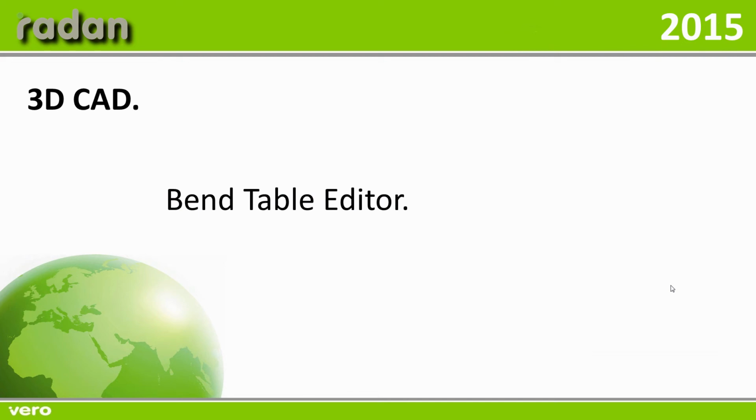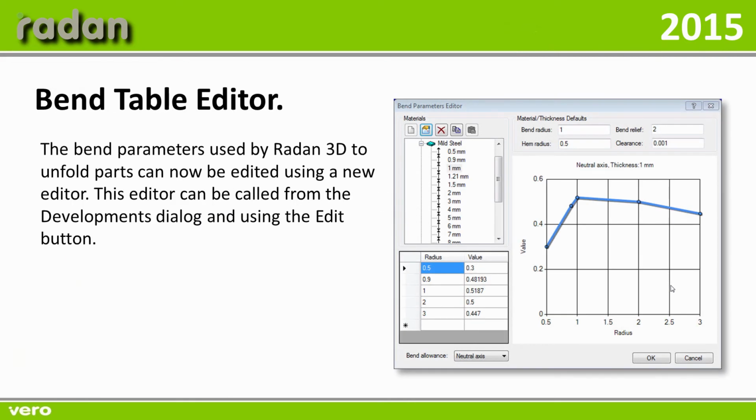Bend Table Editor. The bend parameters used by Radan 3D to unfold parts can now be edited using a new Bend Table Editor. This editor can be called from the Developments dialog box using the Edit button.